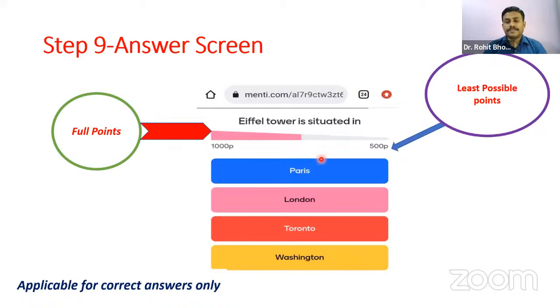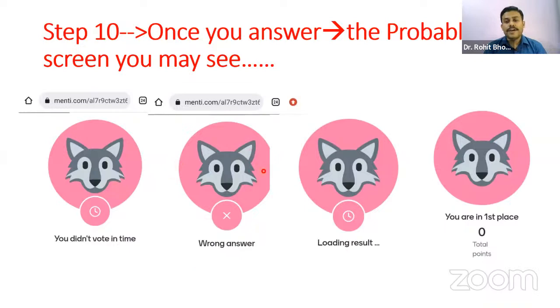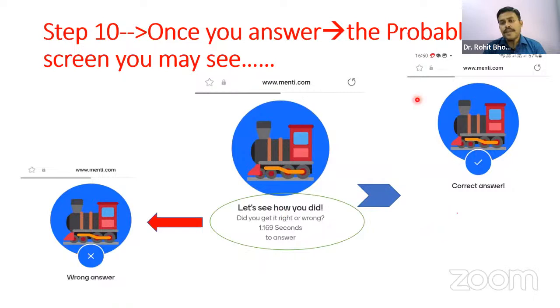In between the questions, you may get this kind of cartoon. "You did not vote in time." Most likely it will be from network lag on the opposite side, because I am using the fastest possible band, the 5G band. You may get a wrong answer, you may get "loading results," or you may see your points or where you are placed right now. Once the answer is there, on your screen it may pop up as correct answer or wrong answer. So that's all.